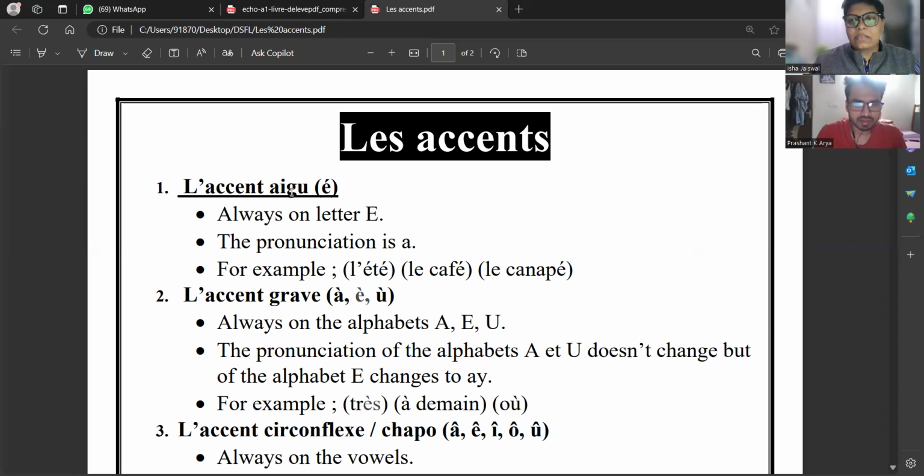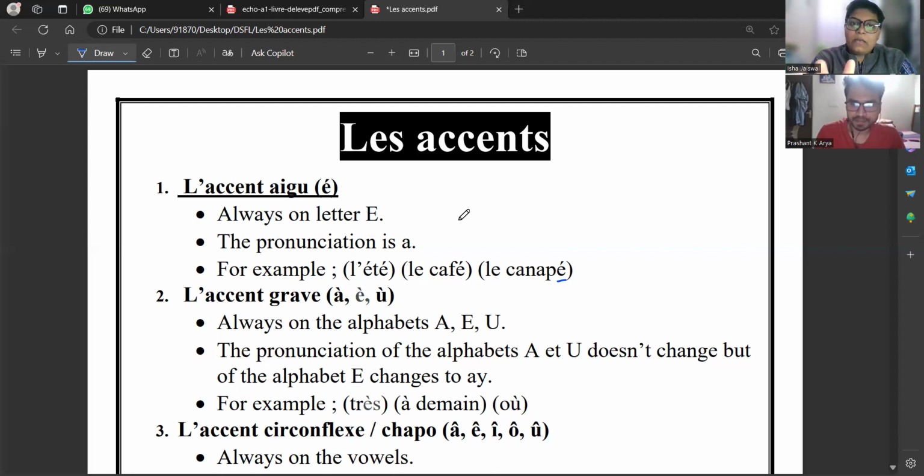This accent is called aigu. This is the way we write it. You must have seen it on many words, like café. We have come across this accent. As you can see, this is only and only placed on the letter E. No other letter. The pronunciation of the letter E in French is normally E, but when we place this accent on this letter, the pronunciation changes to A.